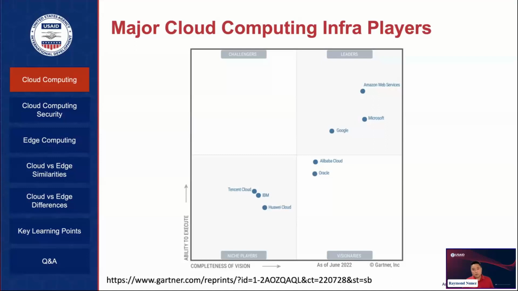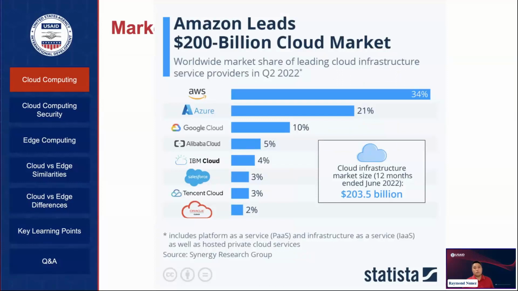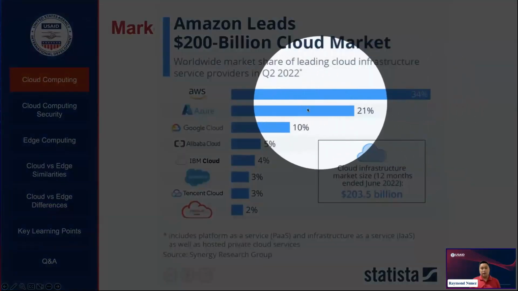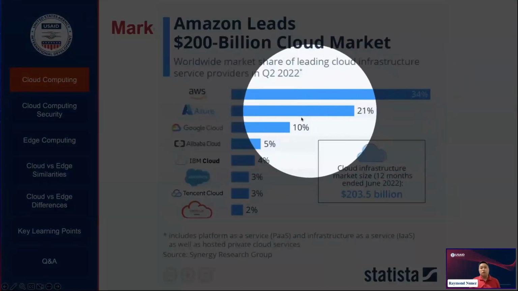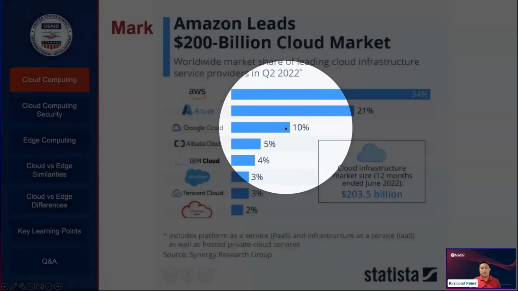Interesting here is that they are catching up to a degree, but of course the three have a first mover advantage, especially AWS, since they are in the leaders' quadrant. And in the $200 billion cloud market in Q2 2022, AWS is still leading at 34%, compared to Azure, the next at 21%. And then Google Cloud is running third at 10%.